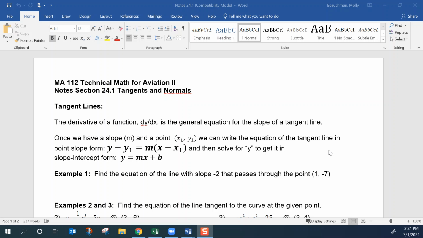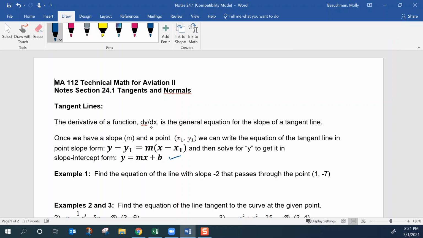In this video, we'll take a look at section 24.1, tangents and normals. So a tangent line, the derivative of a function dy/dx, is the general equation for the slope of a tangent line. Once we have a slope m and a point (x1, y1), we can write the equation of the tangent line in point-slope form: y minus y1 is equal to m times (x minus x1), and then solve for y to get it in slope-intercept form. So far we found the derivatives and substituted our x values in to get the slope. Now we're going one step further to find the actual equation of the tangent line.